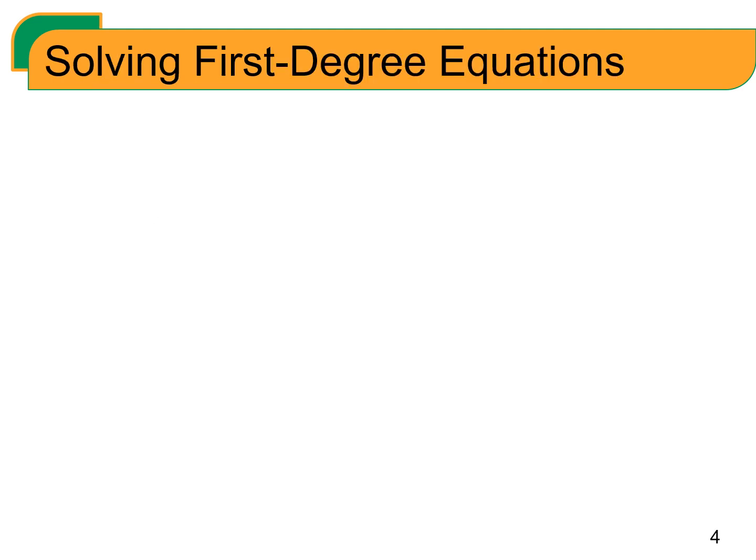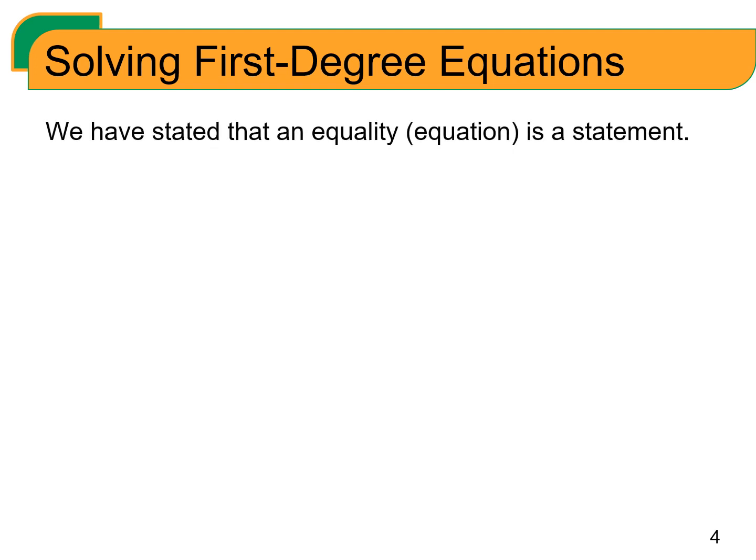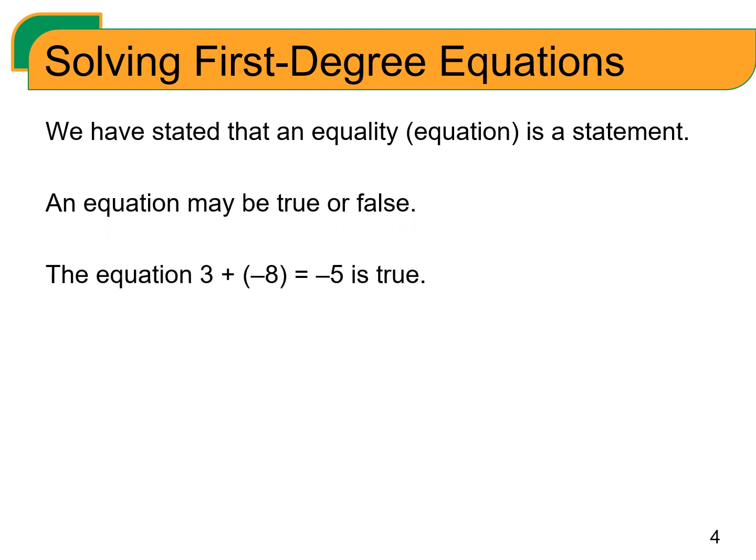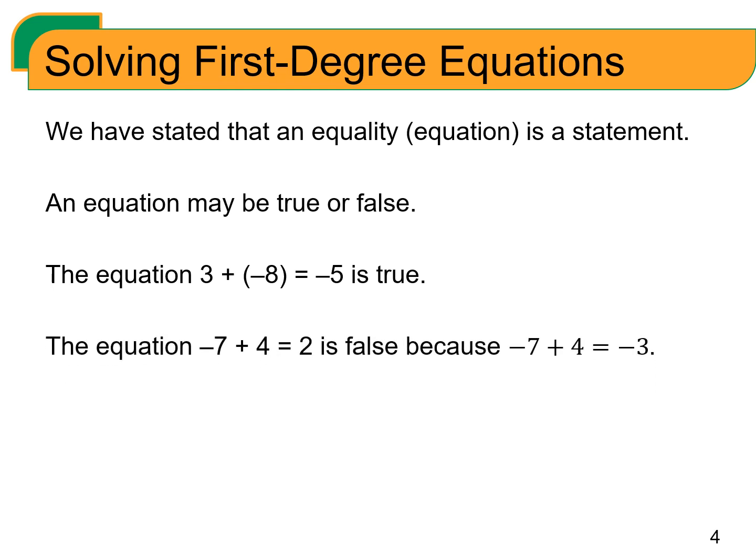When we refer to equations, usually it's just a statement. The statement is either true or false. For example, the equation 3 plus negative 8 equals negative 5 is true because 3 minus 8 is negative 5. However, the next equation, negative 7 plus 4 equals 2, is a false statement, because in actuality negative 7 plus 4 is negative 3. So that makes the statement a false statement.